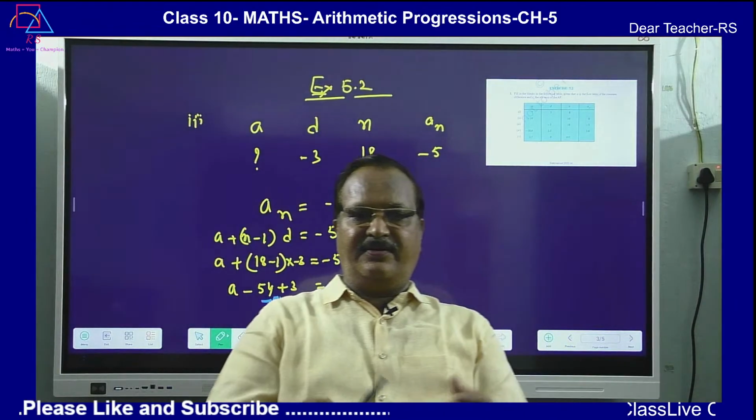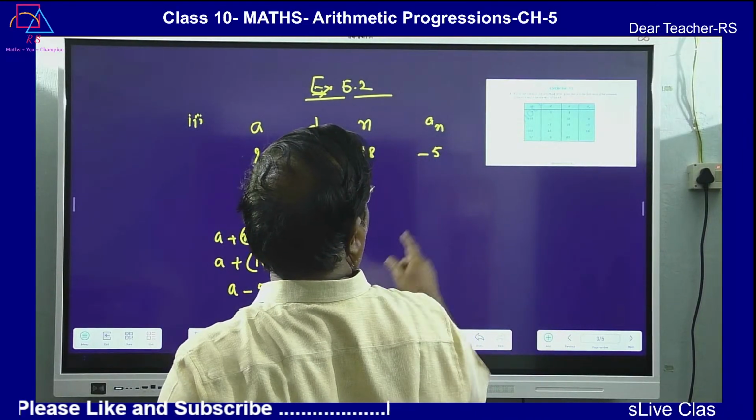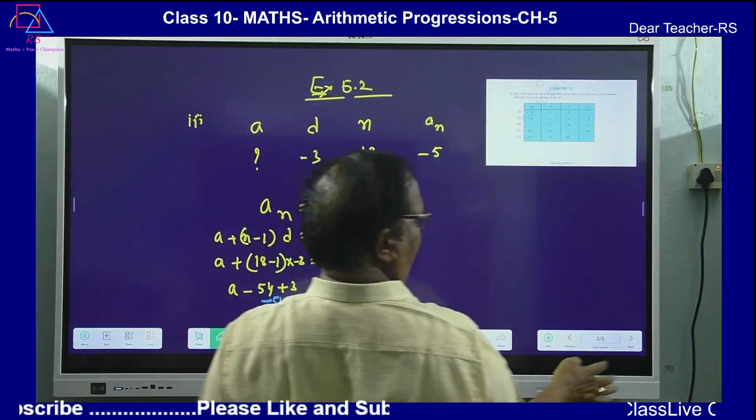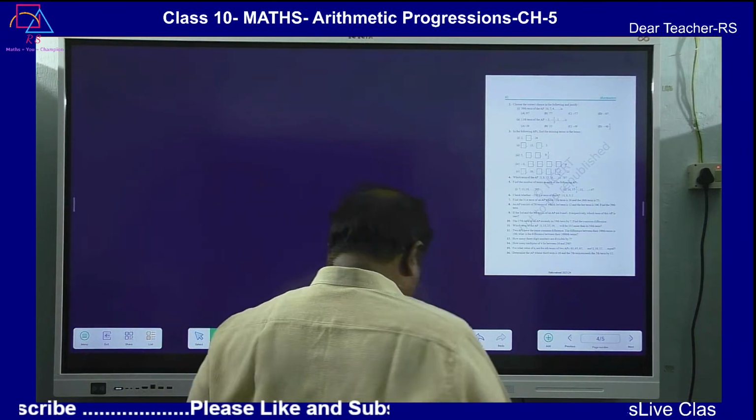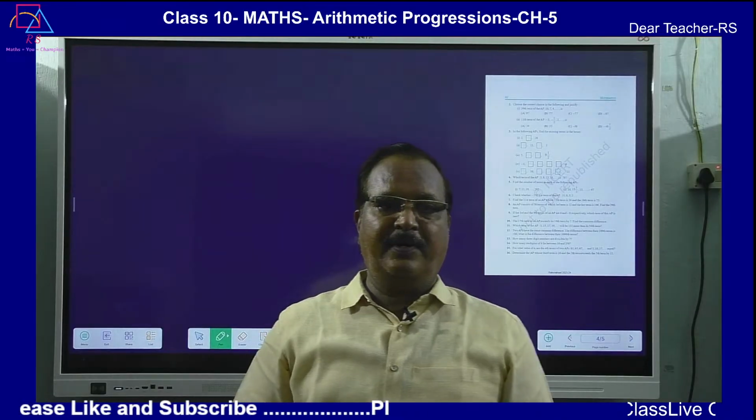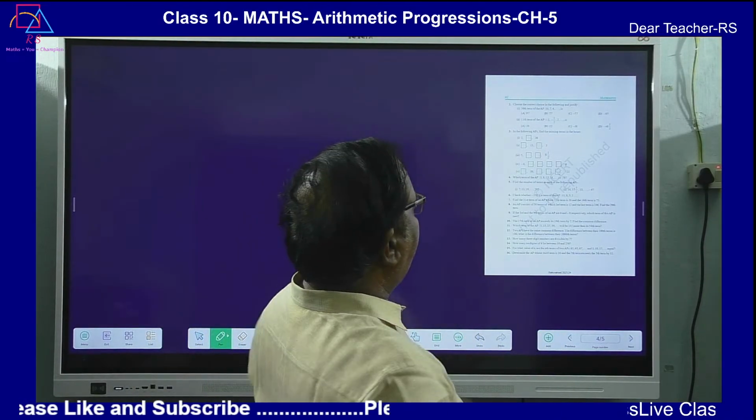I am waiting for your doubt. So then, let me go to another. So this entire table is like that only. Let me go to another. This is another part of second exercise. So choose the correct answer.